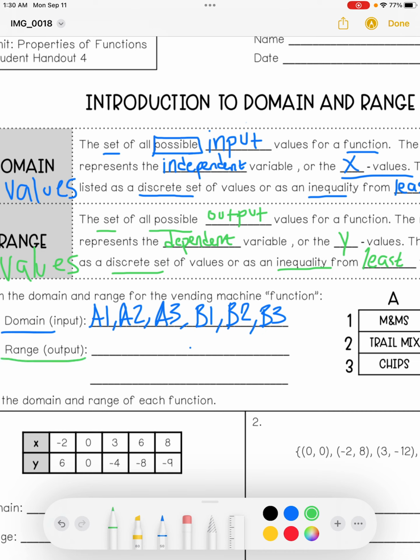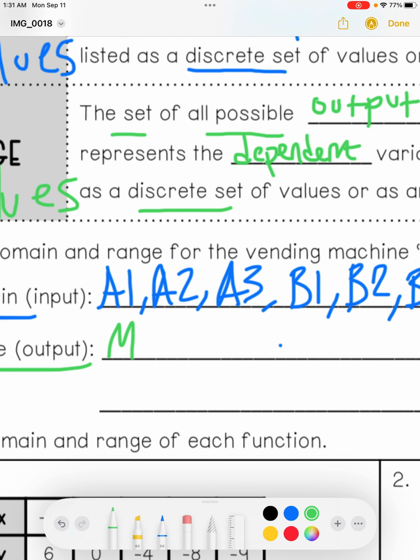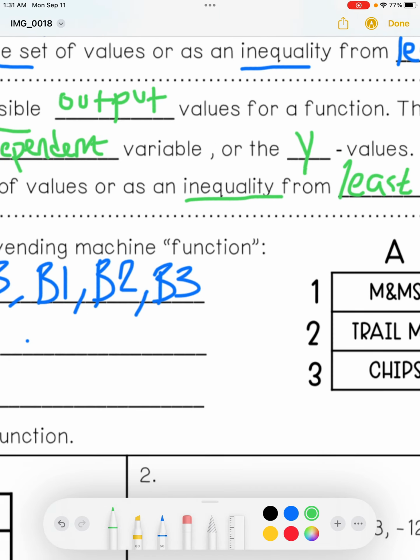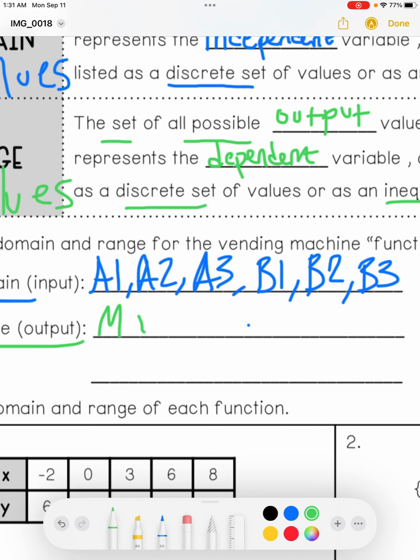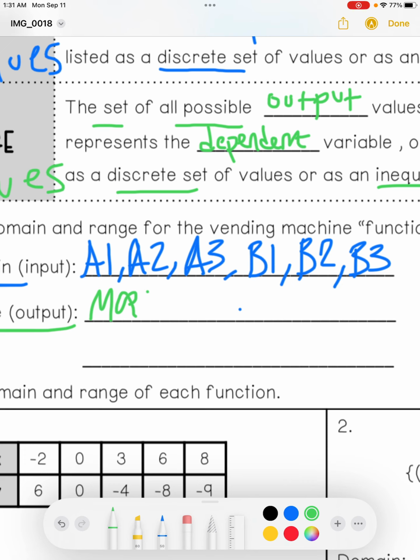asks for outputs. So when I think about every single input that I put into this vending machine, every single code, what will I get out of it? What does the machine give to me in the end? Well, for A1, it's going to give me M&Ms. So I could say one output would be M&Ms. How do you draw that? You know what? Just pretend that looks like an and sign. It's hard to write on this thing. M&Ms.